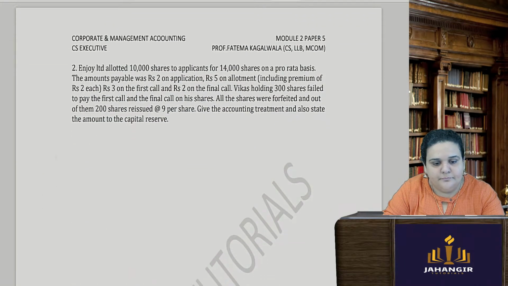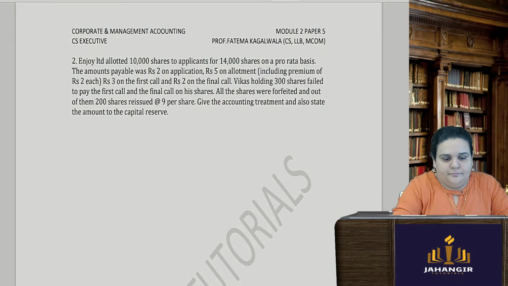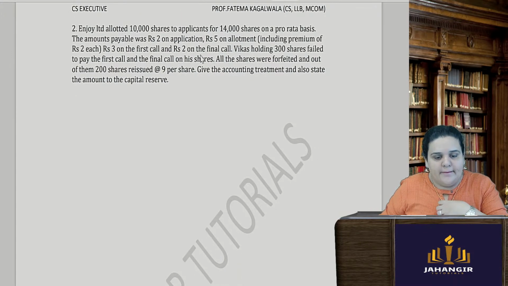Okay. Done. I'm moving to question number 2. Enjoy Limited allotted 10,000 shares to the applicants for 14,000 shares. Okay. On pro rata basis. The amounts payable were rupees 2 on application, 5 on allotment including the premium of 2 rupees, 3 on the first call and 2 on the final call.